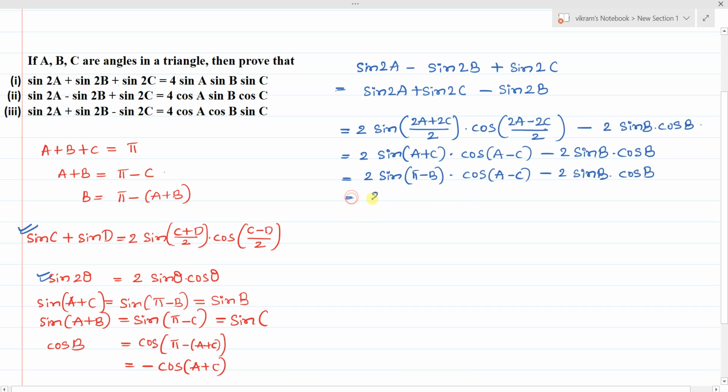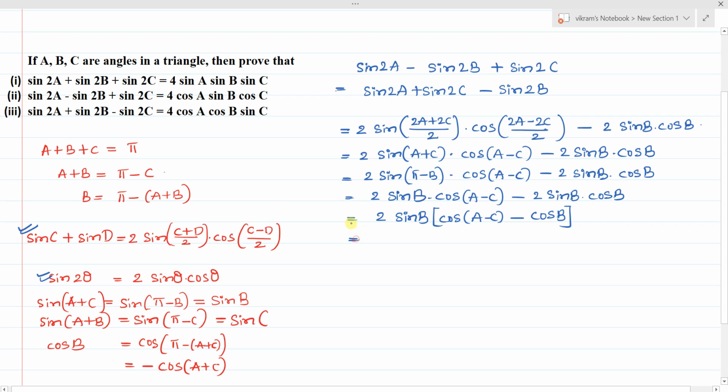And we can write this as, since sin of (pi minus theta) is sin theta only, 2 sin B into cos of (A minus C) minus 2 sin B into cos B. Now we can take 2 sin B as common over here: 2 sin B times cos of (A minus C) minus cos B.